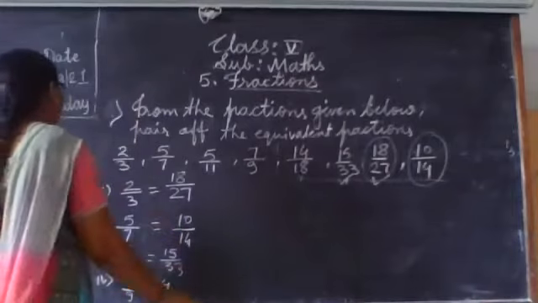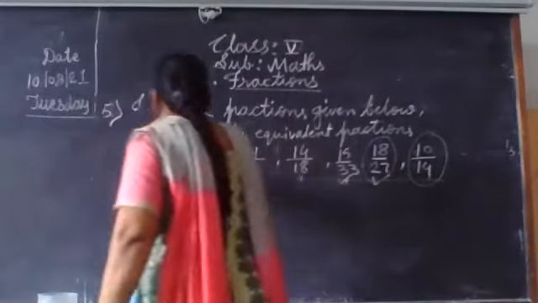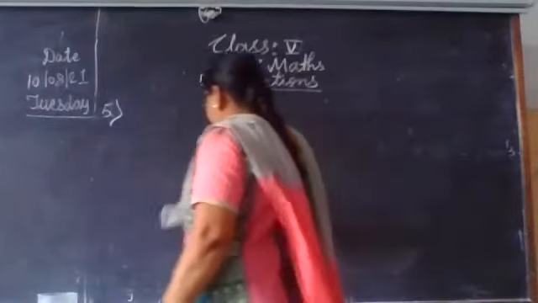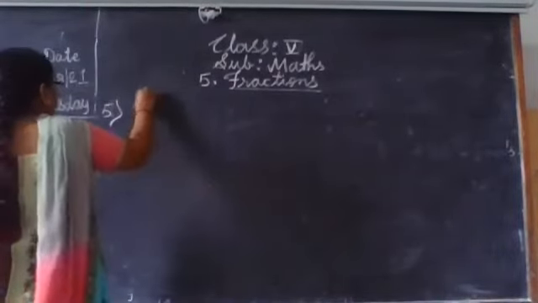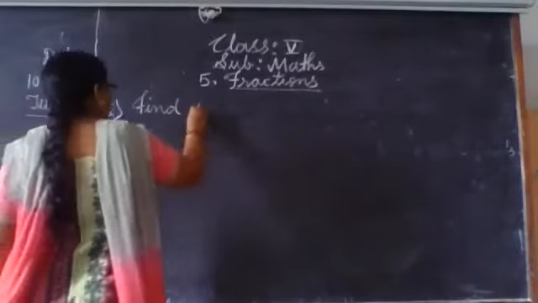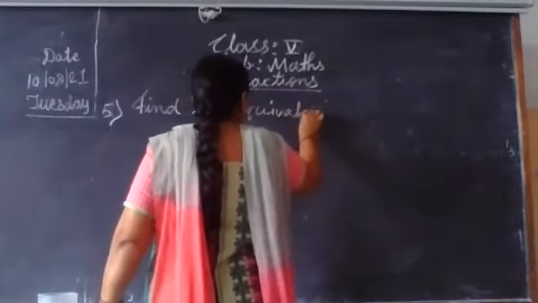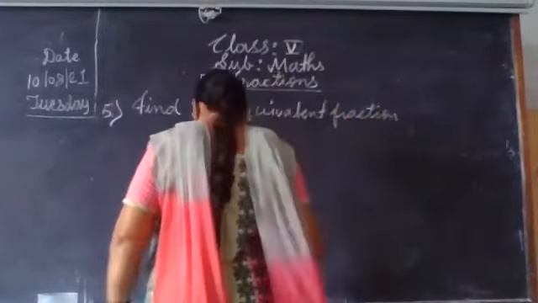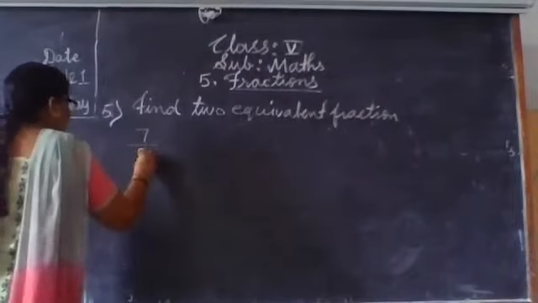So it is question number 5. Find two equivalent fractions for each of the following fractions. And the first is 7 upon 9.